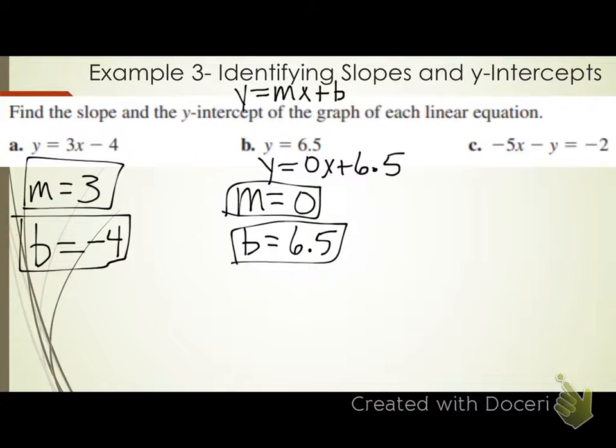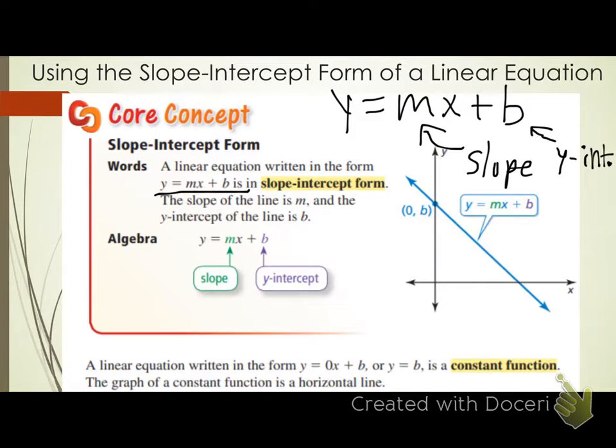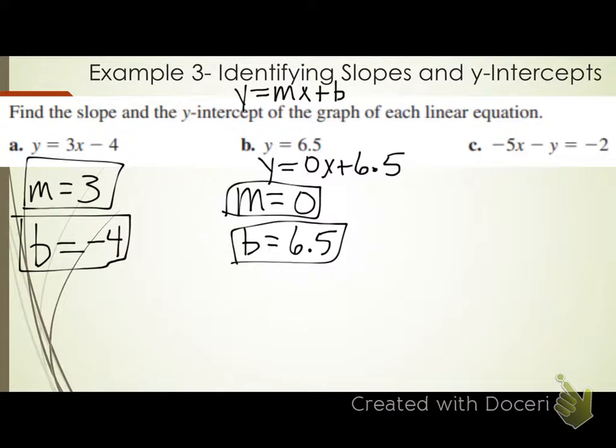Questions on B? What kind of a line is B? Horizontal. We call that a constant function. Letter B is a constant function because it takes on the form y equals some number.